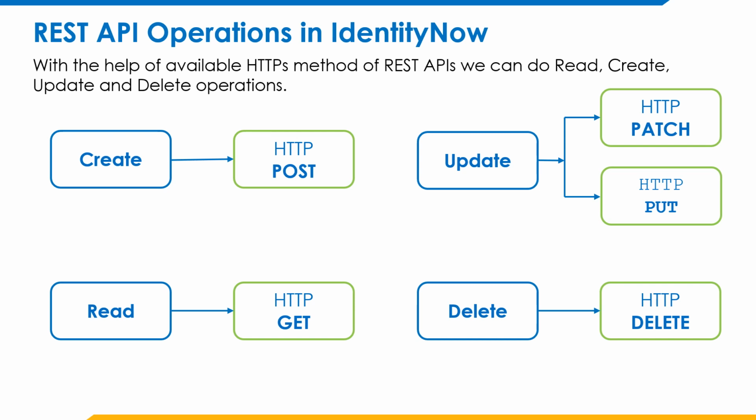Delete operations. A DELETE API request deletes the resources already present in the server. The DELETE method sends a request to the server for deleting the resource mentioned in the endpoint.